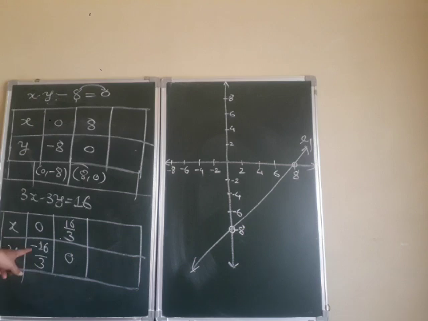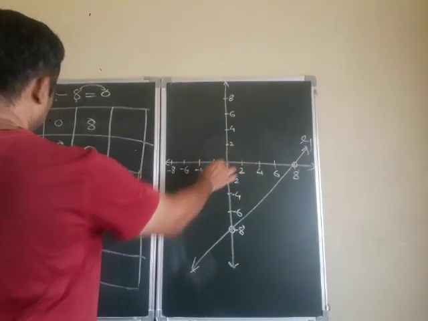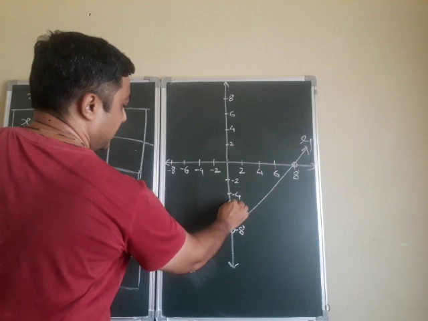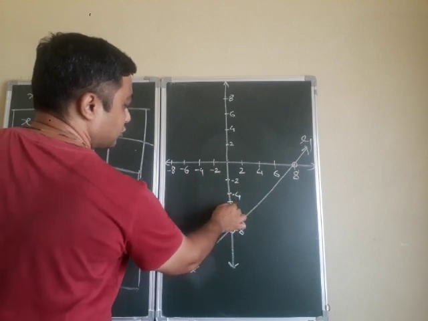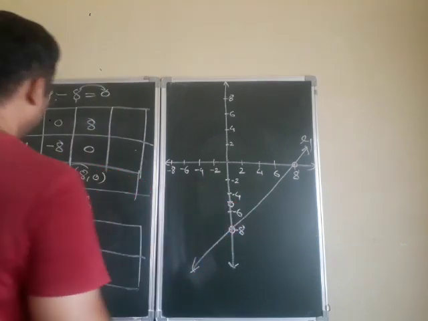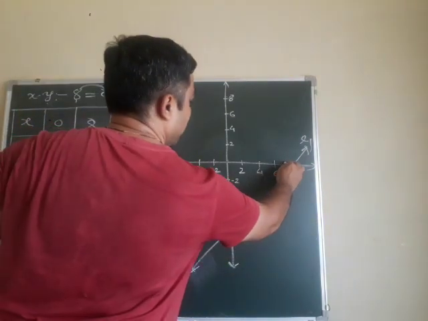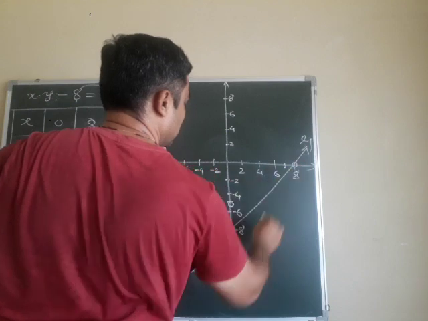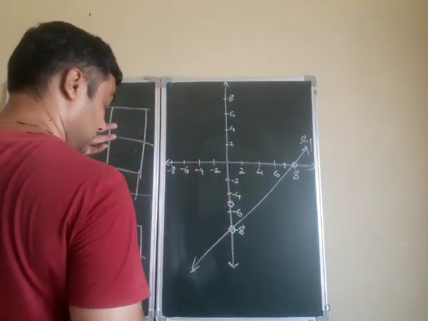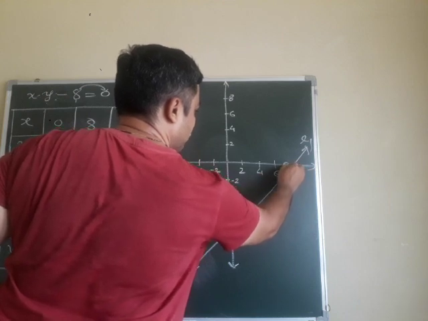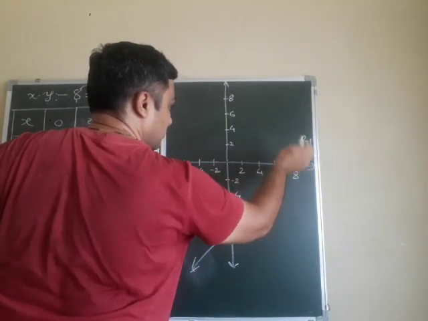Ready? Second one. 0 and minus 16 by 3. It is minus 5 point something. X is 0, right? And y is minus 5 point something. So minus 4 and minus 5 point something. So say this point. Fine? This is 16 by 3, 5 point something, plus 5. So 5 is here, right? And point something means here, approximate. Now join this.